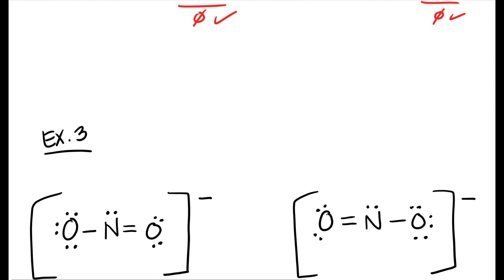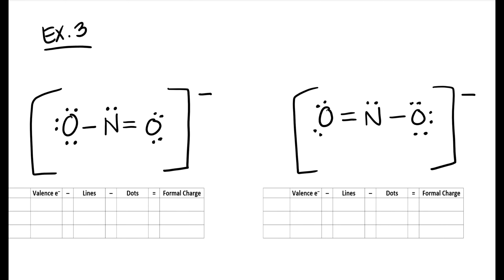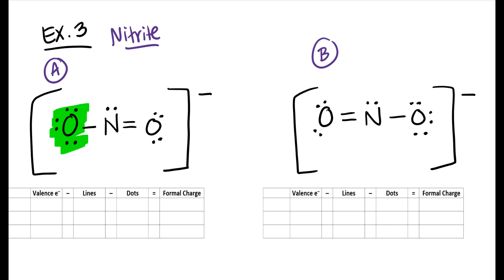Example number 3. Here we have the polyatomic ion nitrite. 2 oxygens. Overall charge -1. Please hit pause. Record these 2 Lewis structures. Okay, so again we'll have structure A and structure B. Let's compare the validity of these 2 Lewis structures using formal charge. Again, I'm going to highlight this oxygen here on the left for both of these.